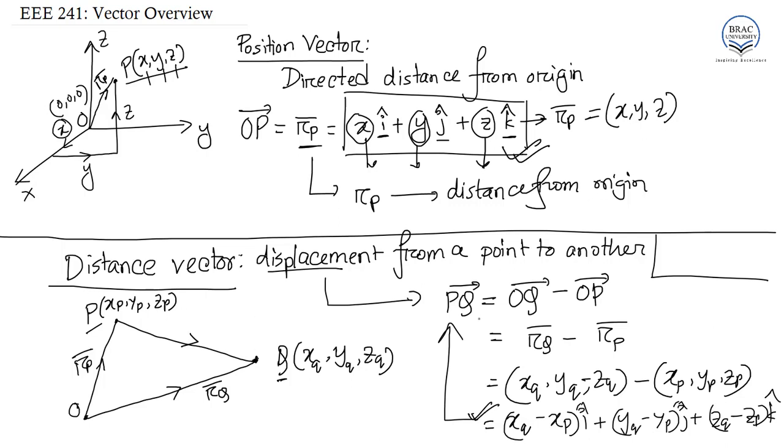So in this way, you can calculate any displacement vector between 2 points using their position vectors, all right? You will just subtract the initial point's coordinates from the final point's coordinates, all right? And if you were to take the magnitude of PQ, you will find the distance between P point and Q point, right?